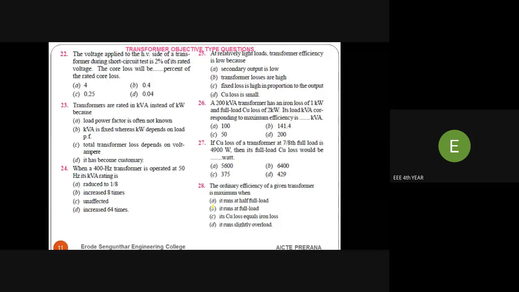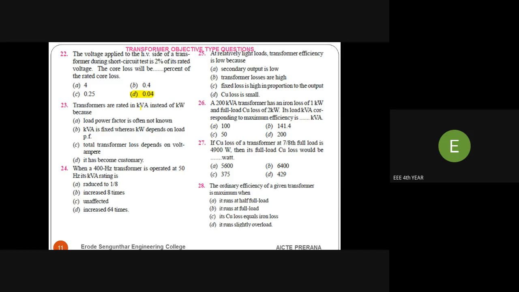Next, question number 22. The voltage supplied to the high voltage side of a transformer during short circuit test is 2% of its rated voltage. The core losses will be dash percentage of the rated core losses. Here, 0.04%.